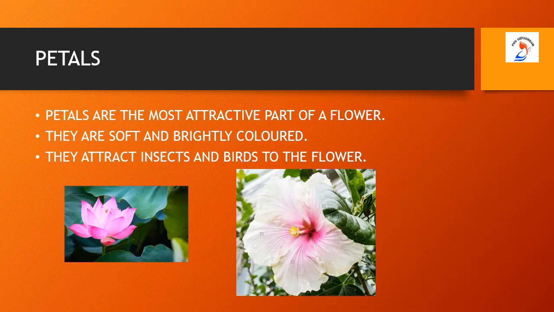Next comes the most attractive part of the flower children. What is that? It is about the petals. Petals are the most attractive part of a flower. They are soft and brightly colored. They attract insects and birds to the flower.